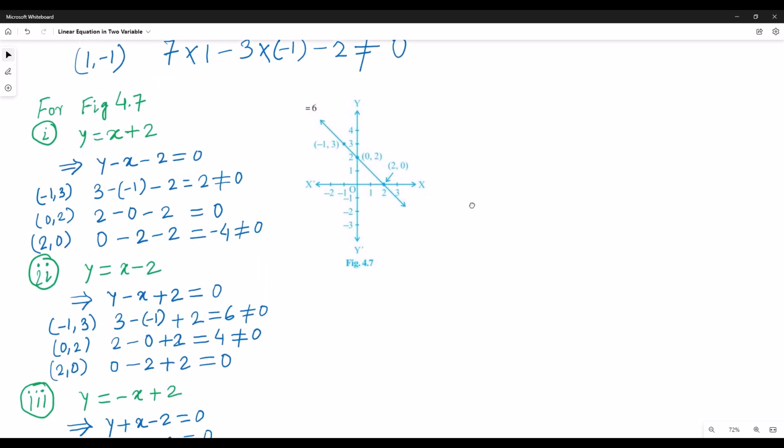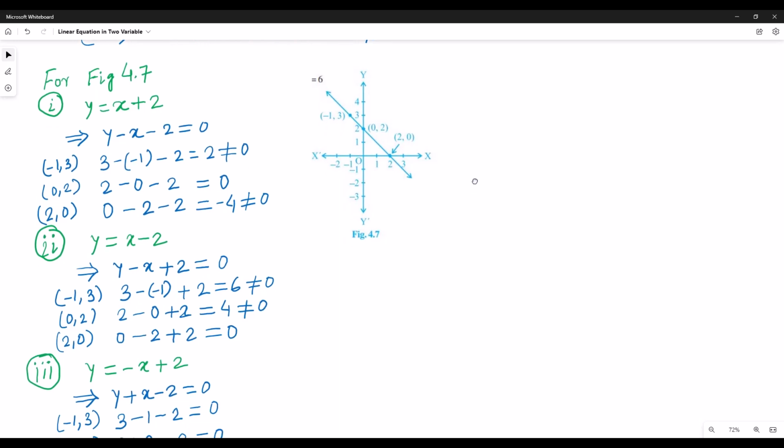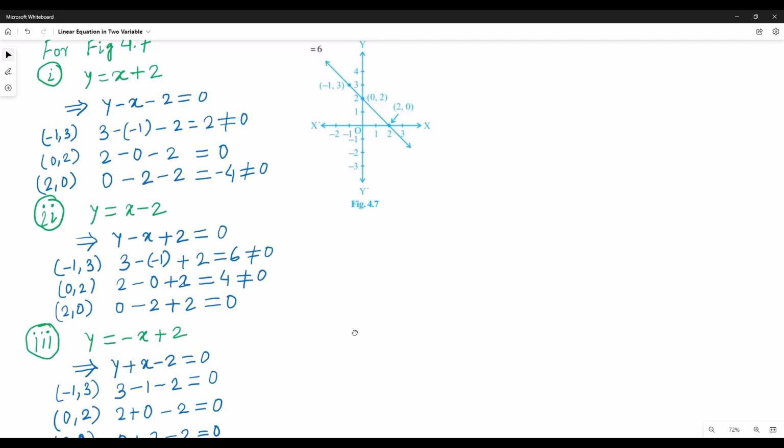For figure 4.7, y equals x plus 2. This is very simple, 3 points are given on the graph. You need to see that minus 1, 3, 0, 2 and 2, 0, and you need to put them in the formula and try to see if it is true or not. And this needs to be true for all the 3 points.